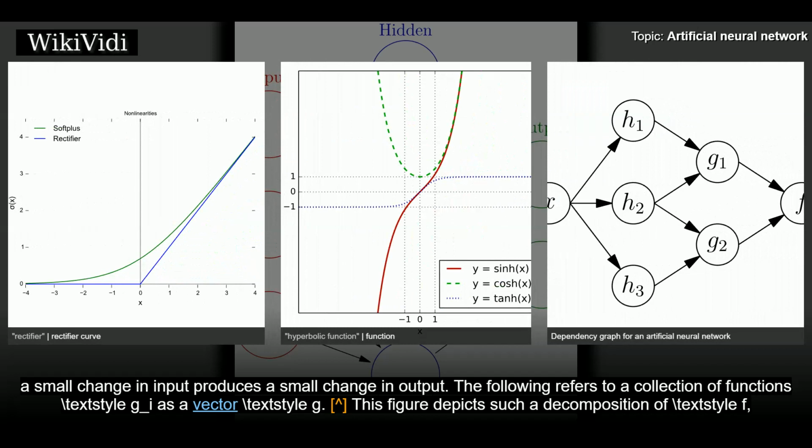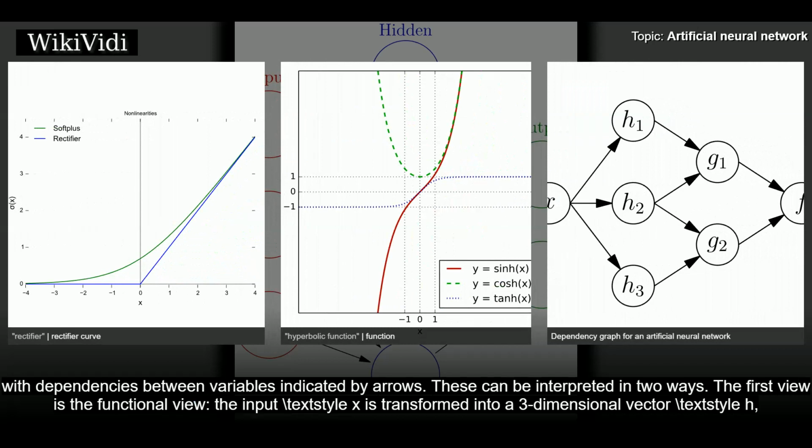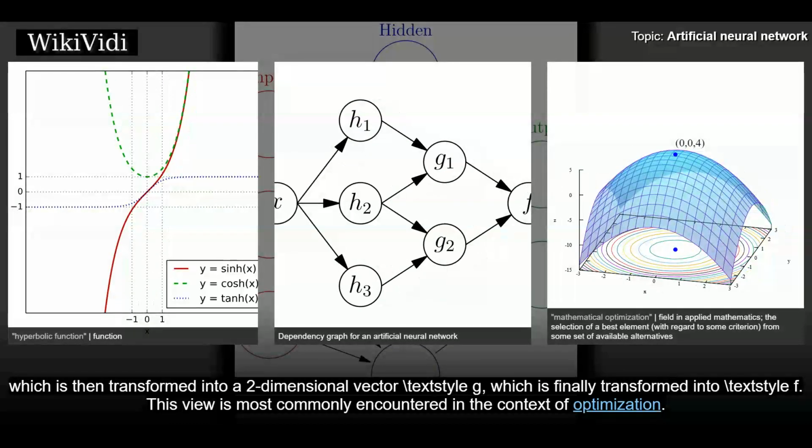The following refers to a collection of functions g_i as a vector g. This figure depicts such a decomposition of f, with dependencies between variables indicated by arrows. These can be interpreted in two ways. The first view is the functional view. The input x is transformed into a three-dimensional vector h, which is then transformed into a two-dimensional vector g, which is finally transformed into f. This view is most commonly encountered in the context of optimization.